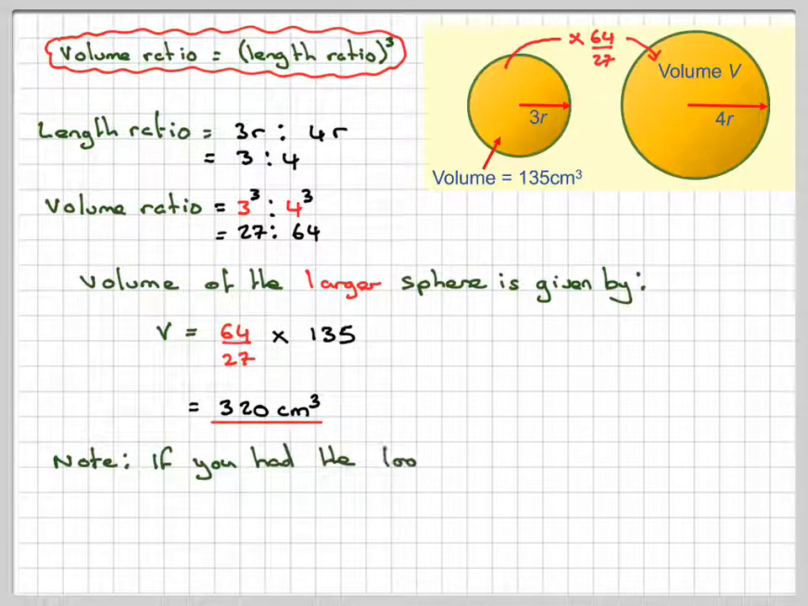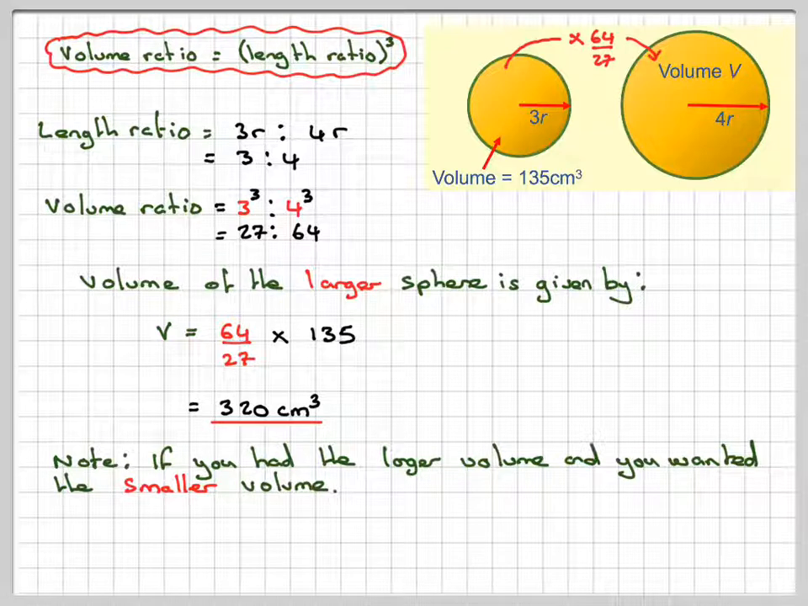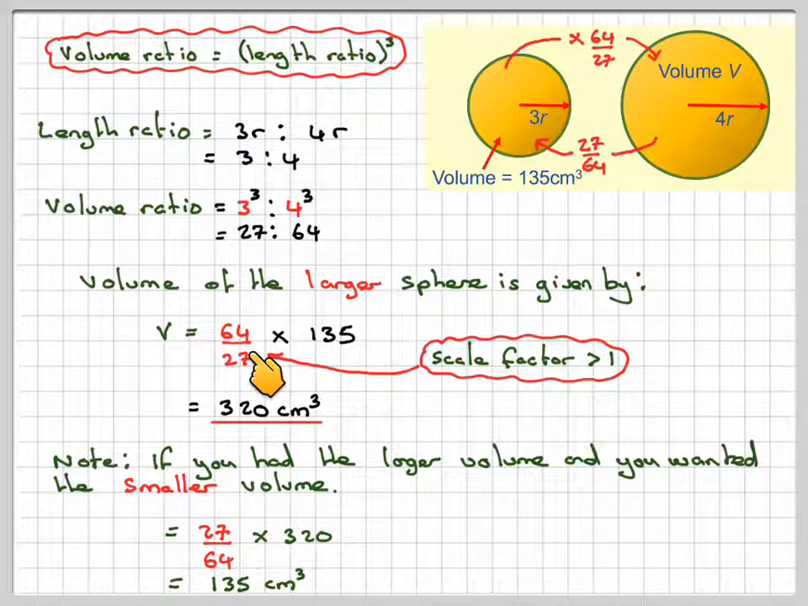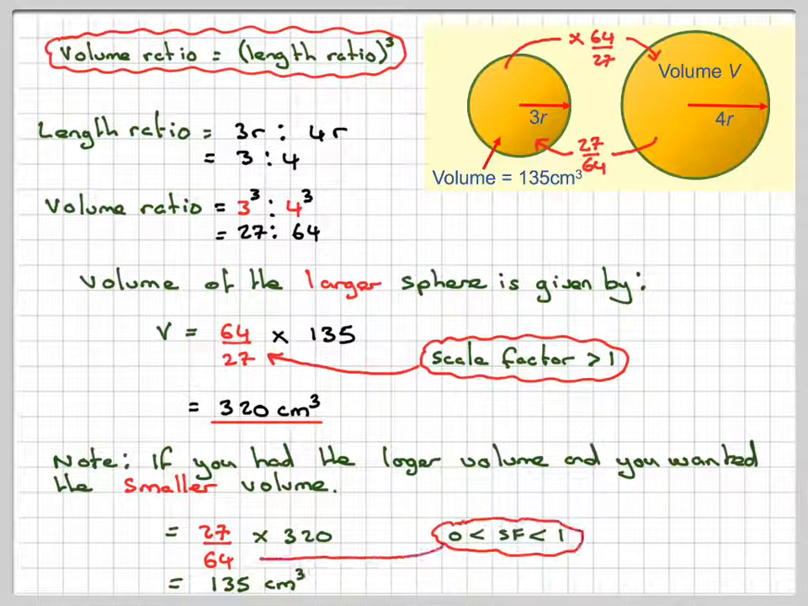Note, if you had the larger volume and you wanted to find the smaller volume, then that would be 27 over 64 times 320, which is 135 centimeters cubed. So going this way round, you need to take the reciprocal of that fraction. So the scale factor here is bigger than 1, and the scale factor here has to be between 0 and 1.